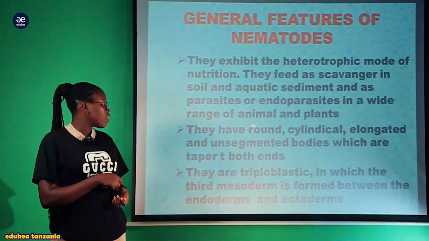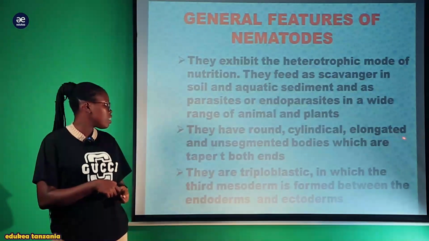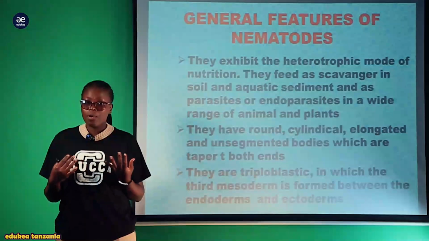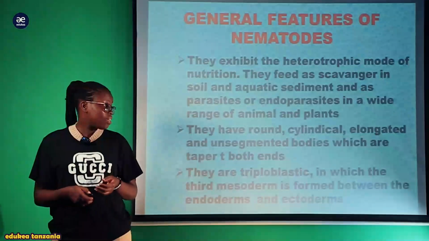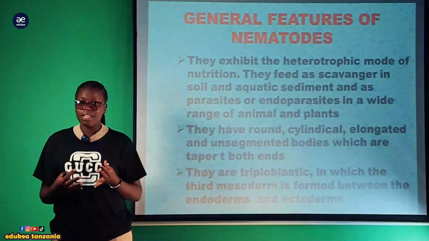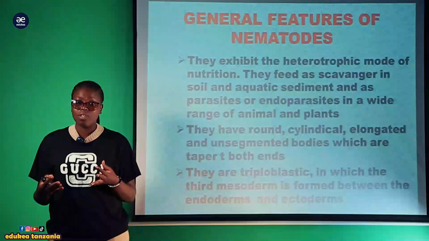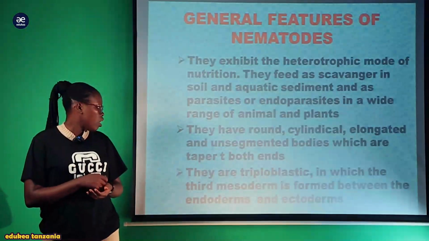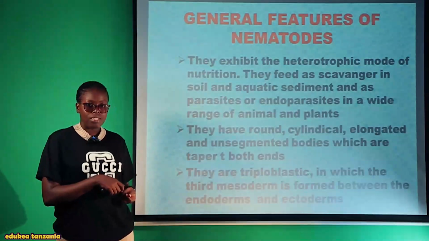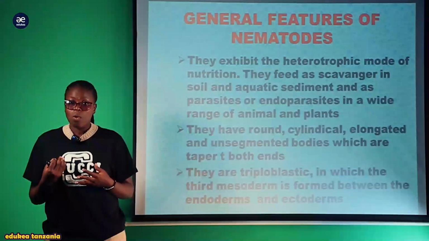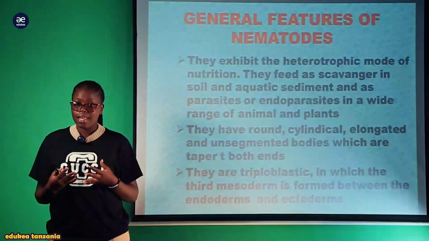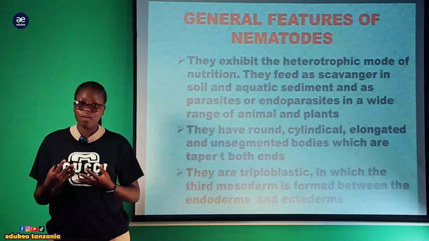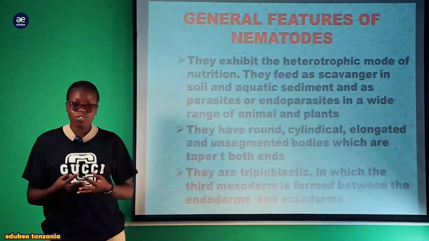Likewise, they have round, cylindrical, elongated, and unsegmented bodies which taper at both ends. Their bodies are rounded in shape, cylindrical, and elongated, but they are not segmented, meaning their bodies are not made up of segments. Also, these organisms are triploblastic. Triploblastic organisms are made up of three layers: the inner layer is endoderm, the middle one is mesoderm, and the outer one is ectoderm.